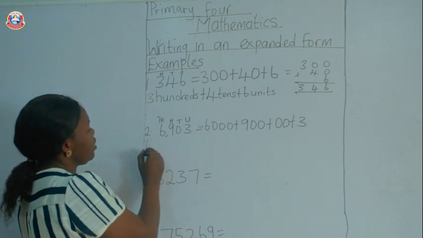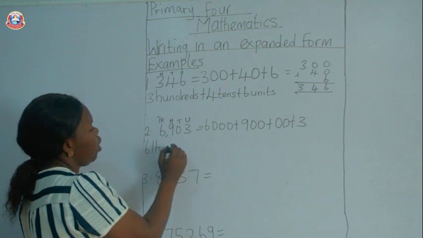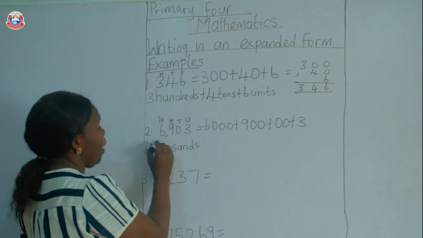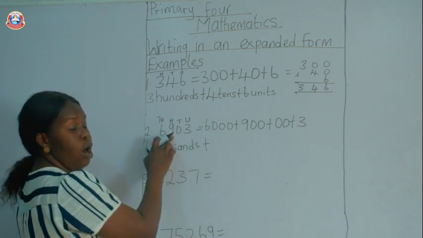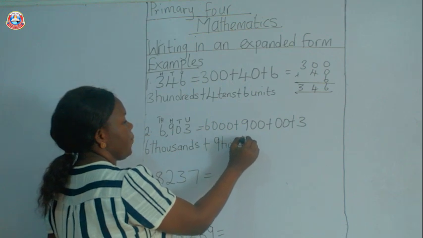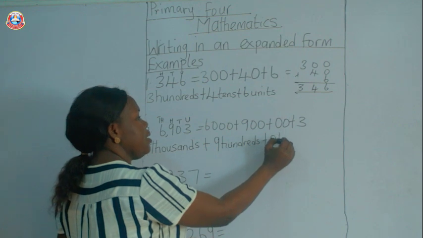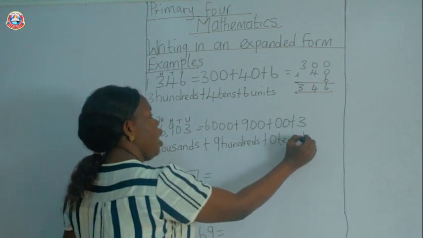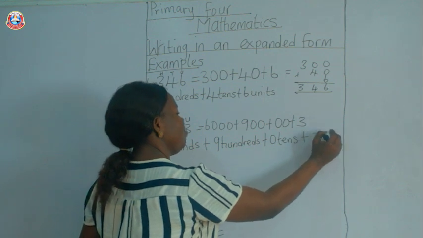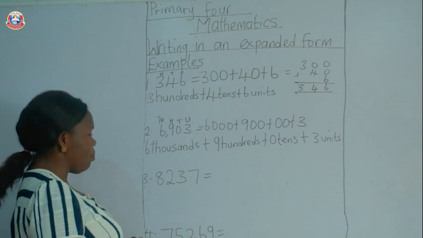Now let's use the other method in expanding it. It will give us 6,000. How do you spell thousands? T-H-O-U-S-A-N-D-S. 6,000 plus 9 what? 9 hundreds plus 0 tenths plus 3 units. I hope we are following. Good children. Now let's go to the next one, number 3.